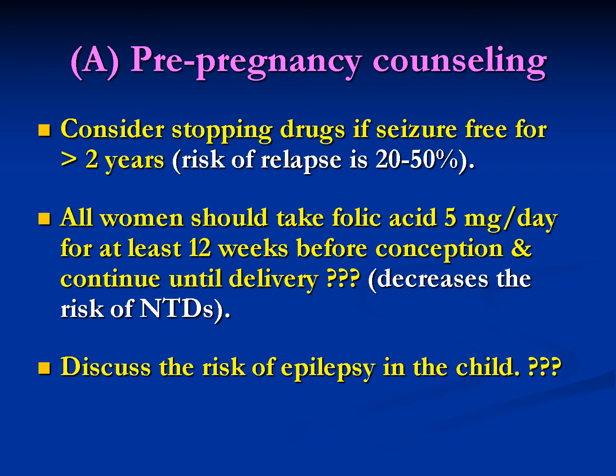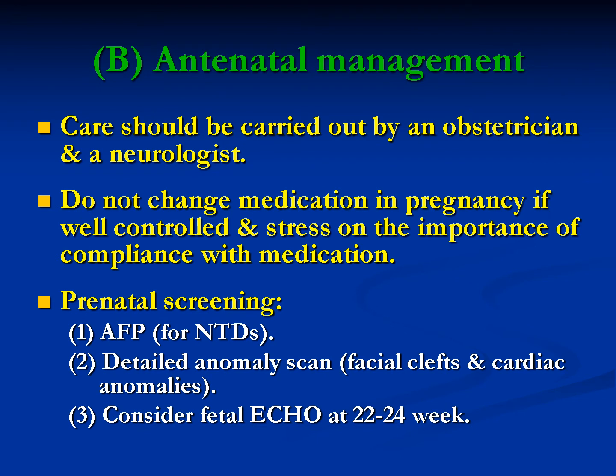This differs from the supplementary dose during a normal pregnancy of 400 micrograms. This is 5 milligrams per day. Prenatal screening: alpha-fetoprotein for neural tube defects, and a detailed anomaly scan to exclude facial and cardiac anomalies. We can do a fetal echo by 22 or 24 weeks.